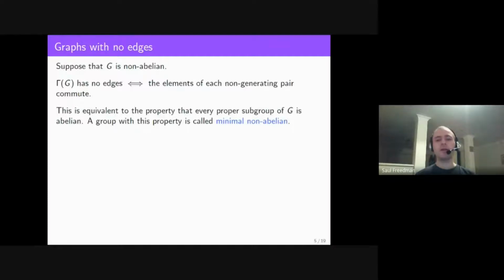This means that the graph has no edges if and only if every proper subgroup of G is abelian. A group with this property, that is non-abelian but every proper subgroup is abelian, is called minimal non-abelian. Peter Cameron mentioned these groups briefly in his talk earlier in the seminar series, but I'd like to say a bit more about these groups.